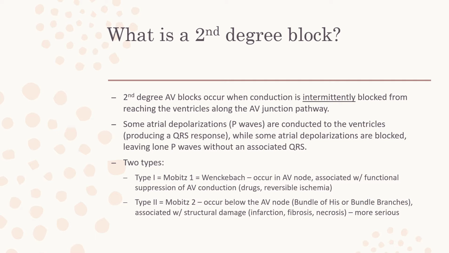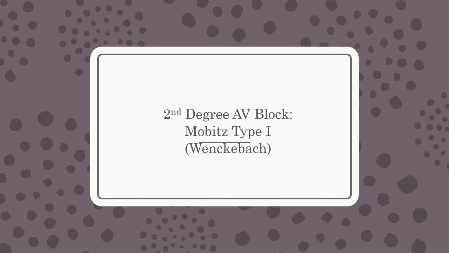In a second degree type 2 block, or Mobitz type 2, this occurs below the AV node at the bundle of His or at the bundle branches. This is typically associated with structural damage like infarction, fibrosis, necrosis, and it's a more serious situation. So let's talk about second degree AV block, Mobitz type 1 or Wenckebach first.